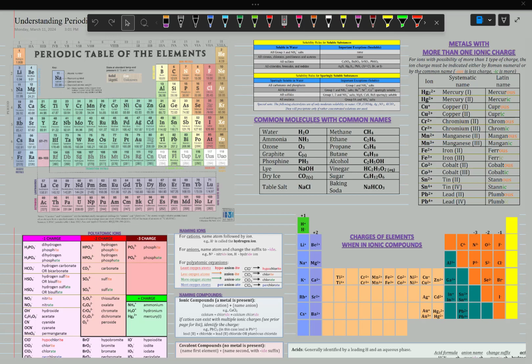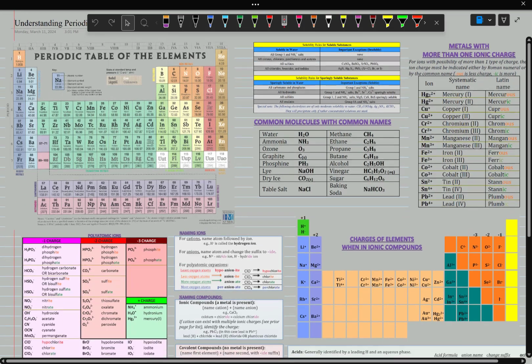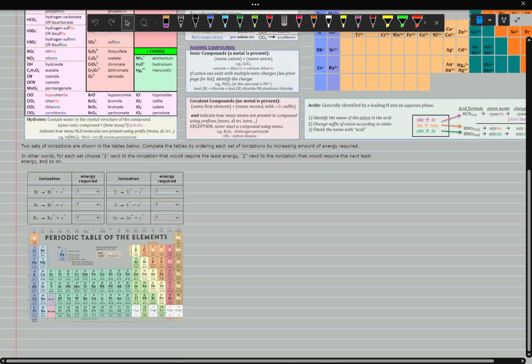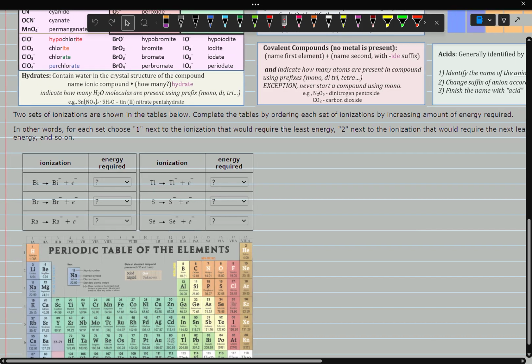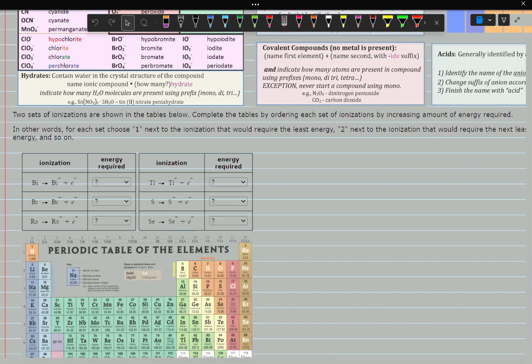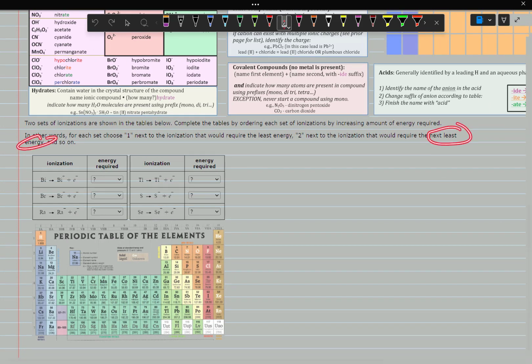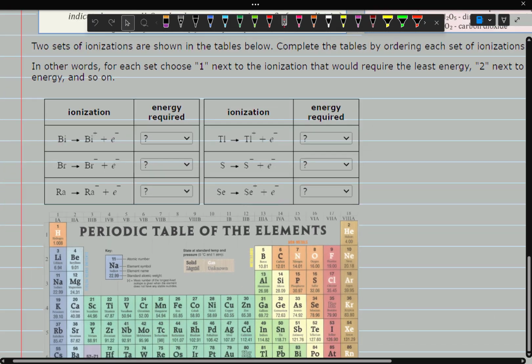We're going to be looking at more trends now. This is periodic trends in ionizability. Weird word. Alright, so in this problem we have two sets of ionizations that are shown in the tables, and we want to choose one, the number 1, next to the ionization that would require the least energy, and then followed by the next least energy for 2, and so on.